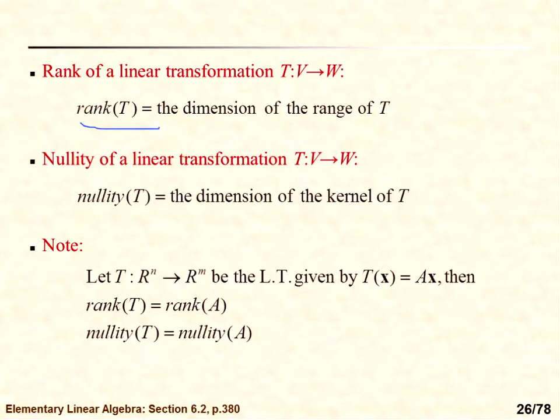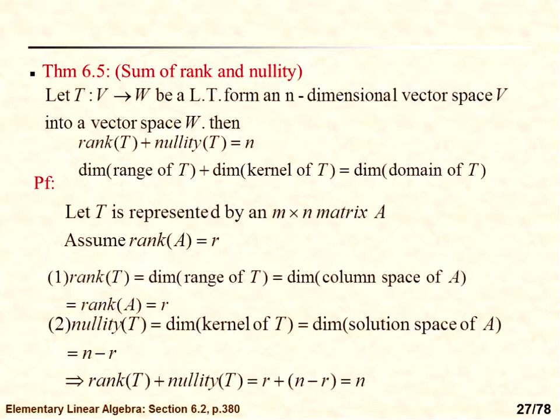For a linear transformation T from V to W, the rank of T is equal to the dimension of the range of T, and the nullity of T is equal to the dimension of the kernel of T. So these are rank and nullity of T. The combination of these definitions makes the rank nullity theorem.